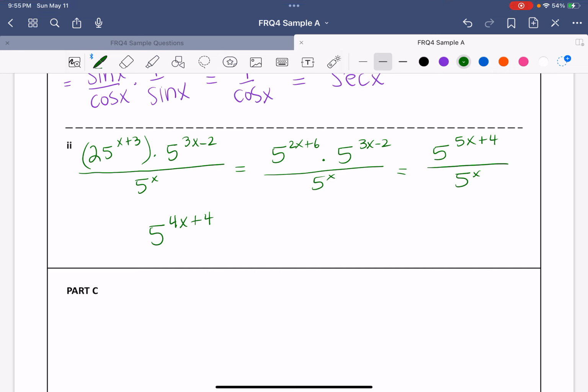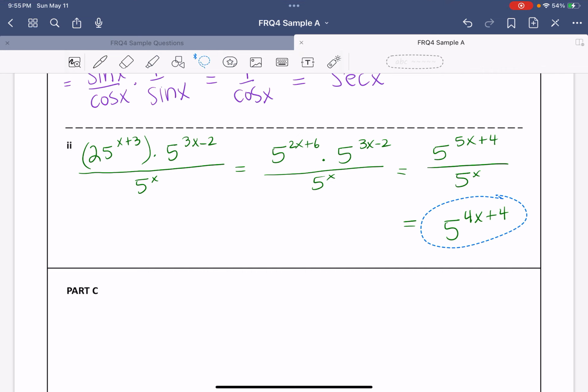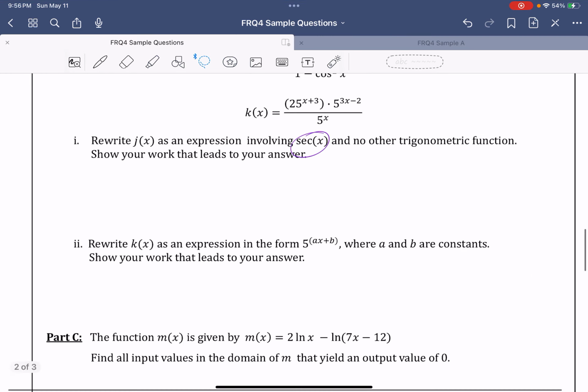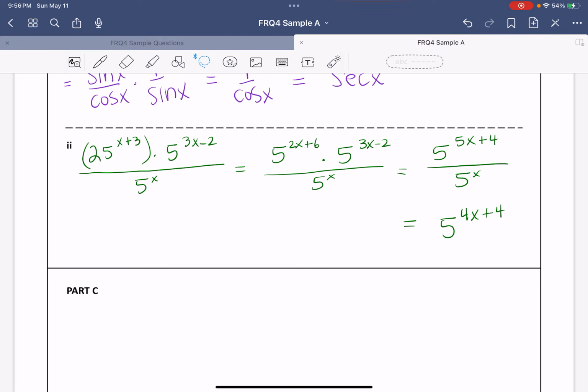So actually, I kind of wish I had written it over here. So I'm going to move it over. The answer is 5 to the 4x plus 4. So I know I'm done because it says that your answer needs to be in that form. And that's what I have. A and B are both 4.